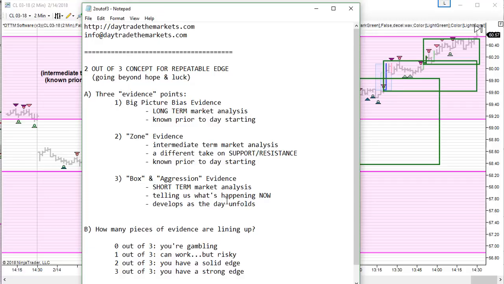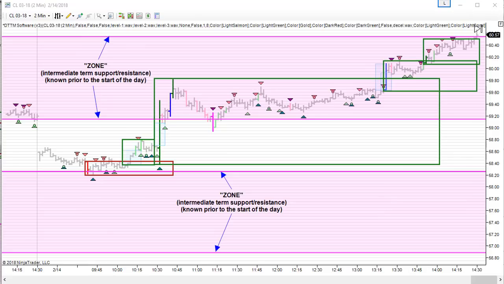So again, today I want to focus on this idea of zone evidence, or what I call intermediate support and resistance type concepts. I'll use some examples just from today of crude oil and gold and the ES to illustrate that. But one key thing is I tend to think of support and resistance in terms of a zone, as opposed to a lot of people who look at it as a price. I look at it as a zone, and I think about how the market reacts at both sides of the zone.